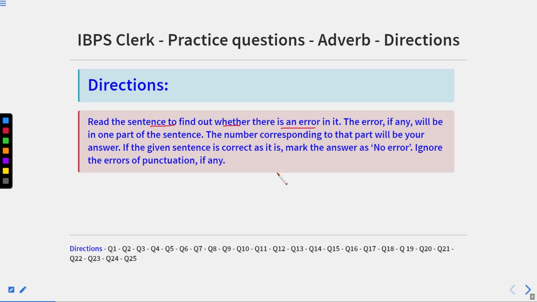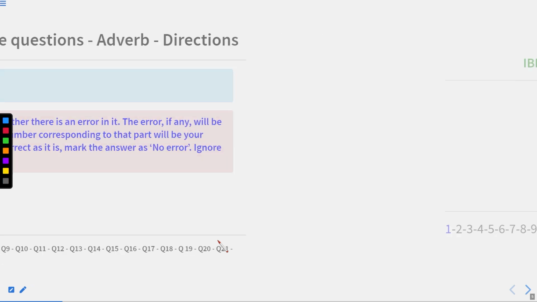So the letter that is written corresponding to that part will be our answer. And if the sentence is entirely correct, if the sentence is absolutely correct, mark the answer as no error. So our answer will be no error. Ignore the errors of punctuation. It means the errors will be based on grammar only. There will not be any punctuation error. So let's begin the session.